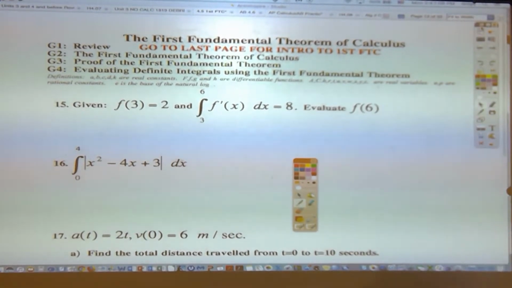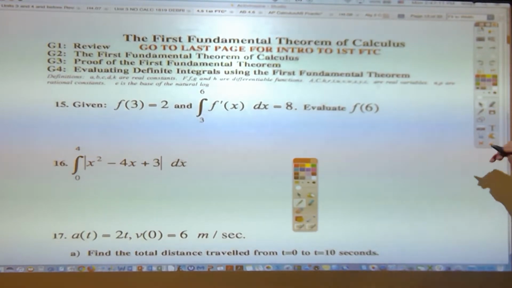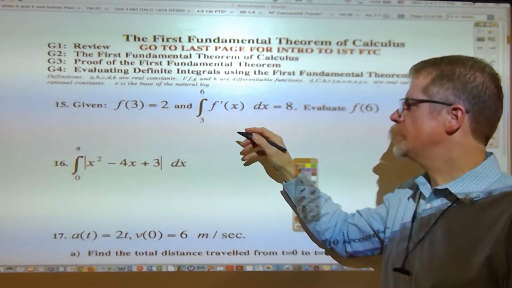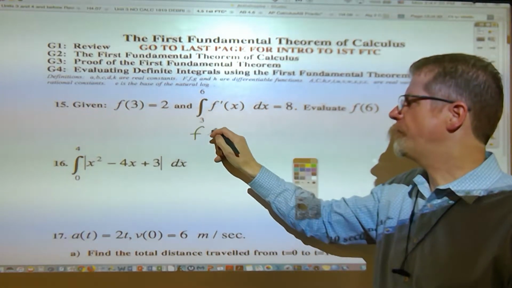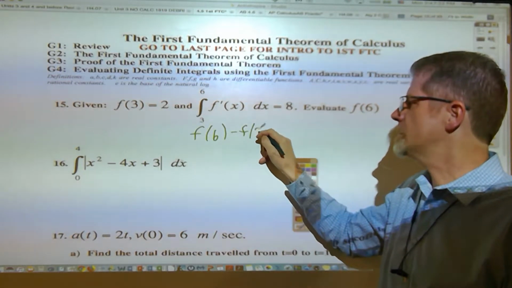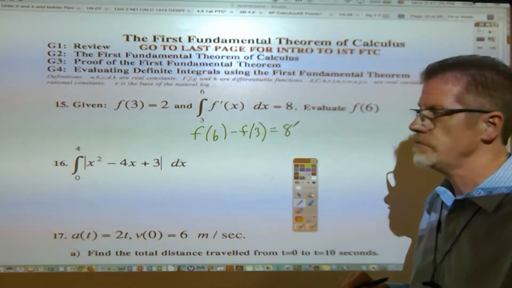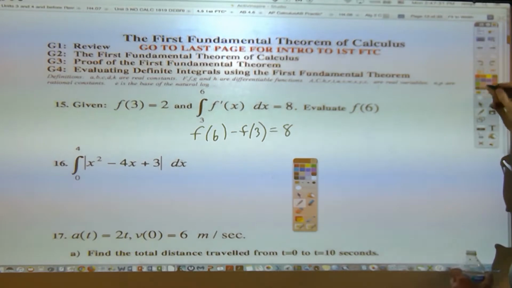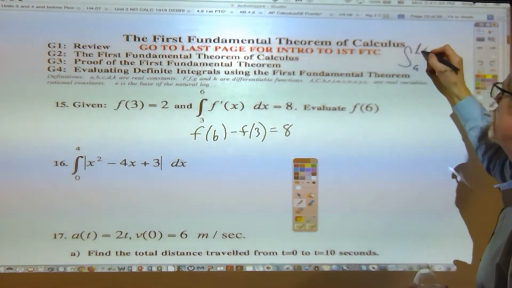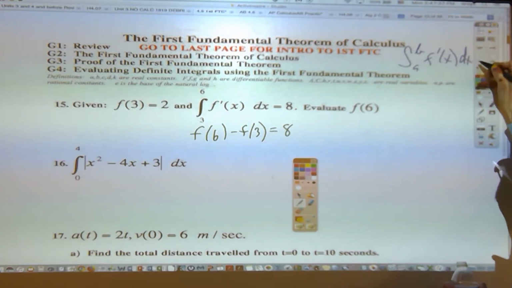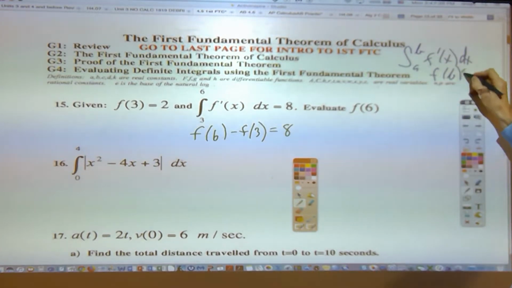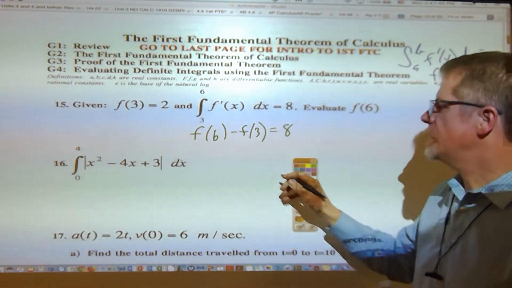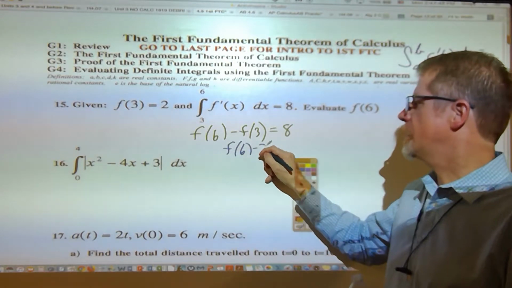By the way, the reason we call this a warm-up question is that it's just double-checking to make sure you know the fundamental theorem. If you know the fundamental theorem, then you know that this can be rewritten as f of 6 minus f of 3. Just applying the fundamental theorem, which, by the way, in case you forgot it, says that the definite integral from a to b of f prime of x dx is f of b minus f of a. So, notice that f of 3 is given, so f of 6 minus 2 is 8.